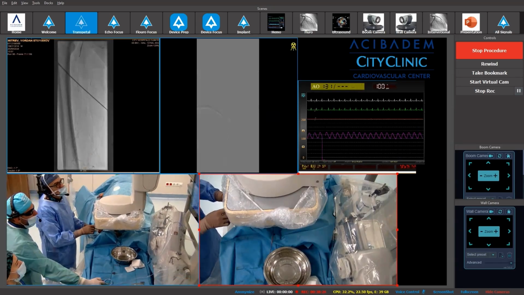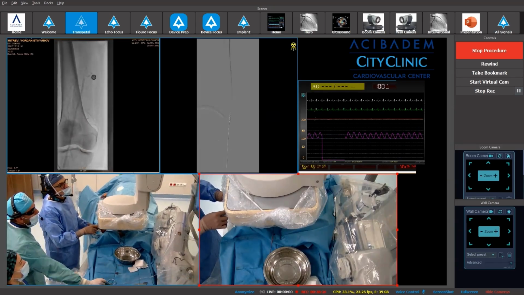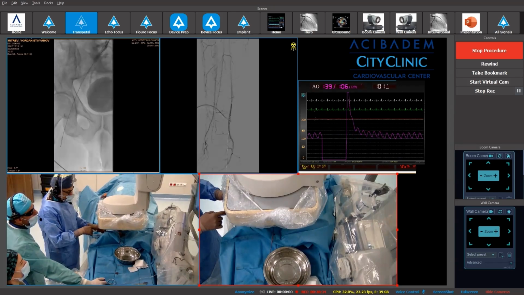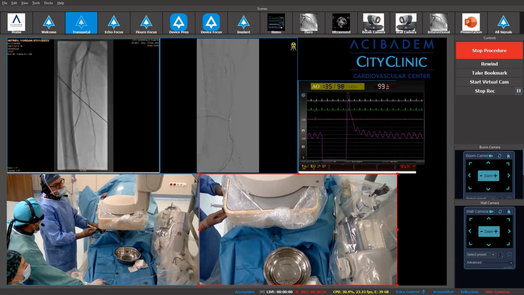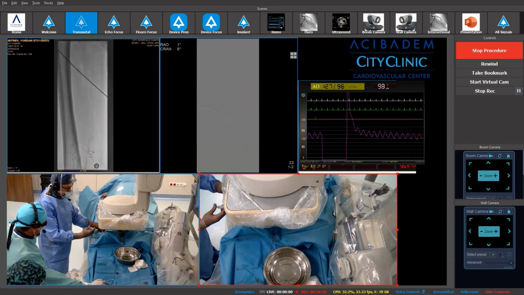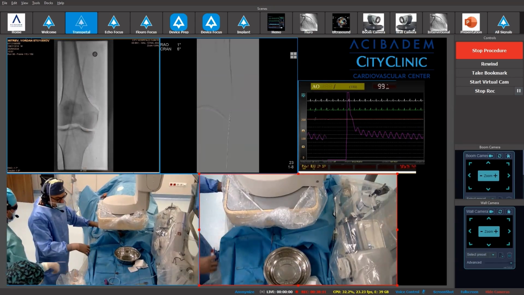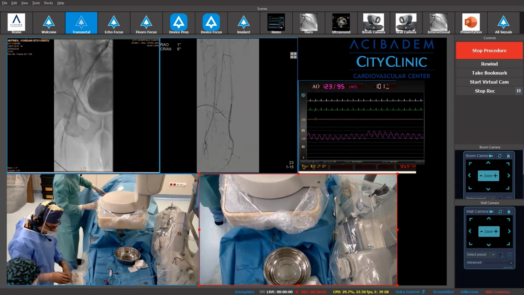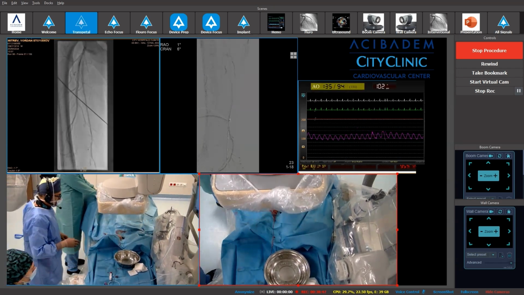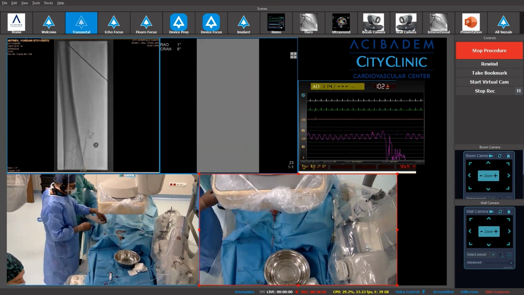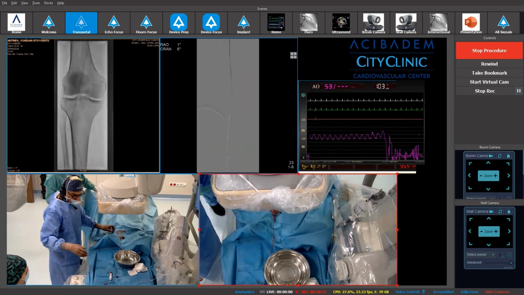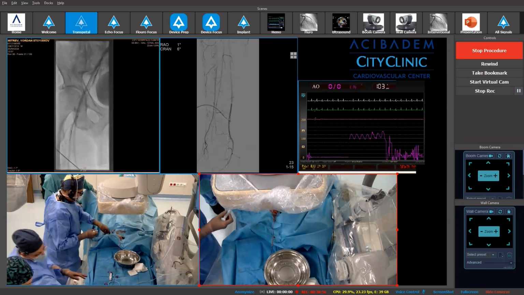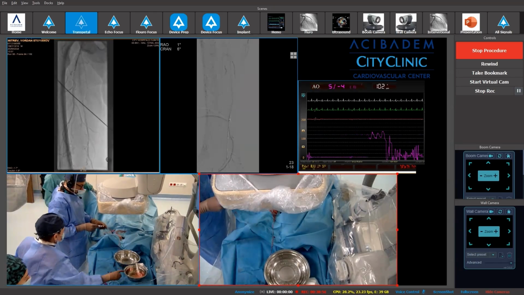Inject. Okay. Very good result. I think we are done. What do you think? Just to measure the pressure of the tibial artery and the iliac artery. Very good idea. We are going to measure the pressure through the posterior tibial sheath and the systemic pressure, and we are going to compare.